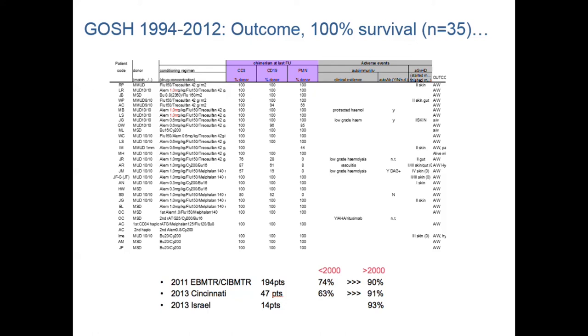Now, these aren't all sibling donors. Most of these are unrelated donors, 9 out of 10 or 10 out of 10 matches, and there are a few haploidentical transplants in there as well. So, bottom line, transplant is very successful.